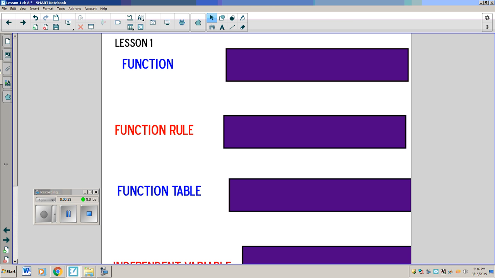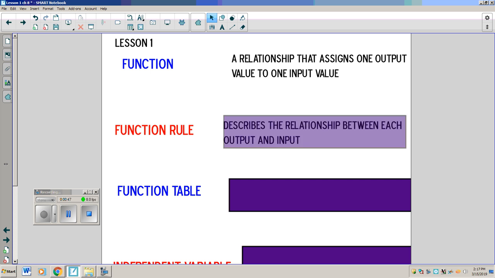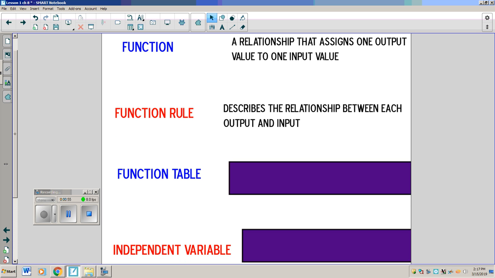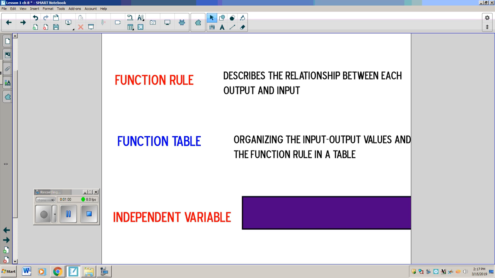First word is function. A function is a relationship that assigns one output value to one input value. Copy that down. That'll make more sense as we get going through this lesson. The next one is function rule. That describes the relationship between each output and input. A function table, organizing the input-output values and the function rule in a table.